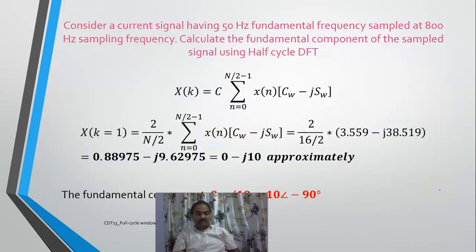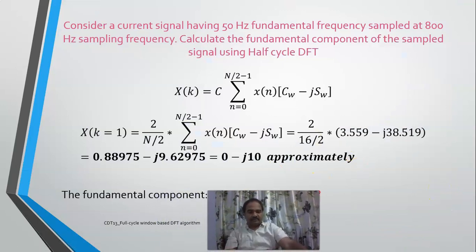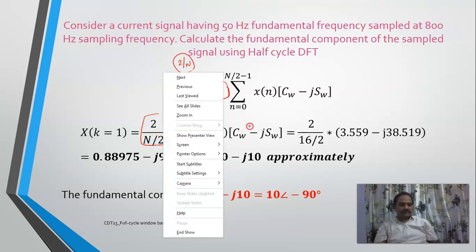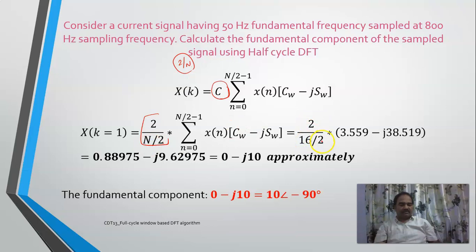For this one, you are supposed to multiply it with 2 by n. Normally we do it with 2 by n, but here I am considering only n by 2 samples. So that's why I will be taking it as 2 by n by 2. So 2 by 16 by 2 is somewhere around 4. If I divide it by 4, this is my value. So this is very close to 0 minus j10, that is 10 at an angle of minus 90. This is the magnitude of that phasor and this is the phase angle.